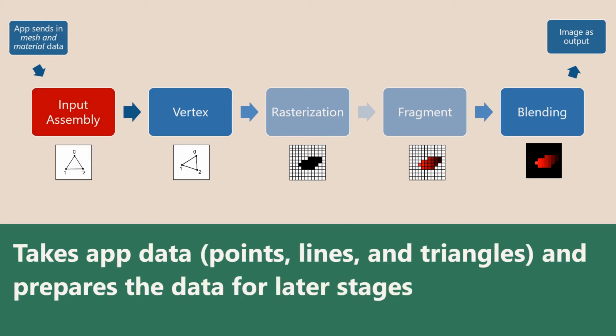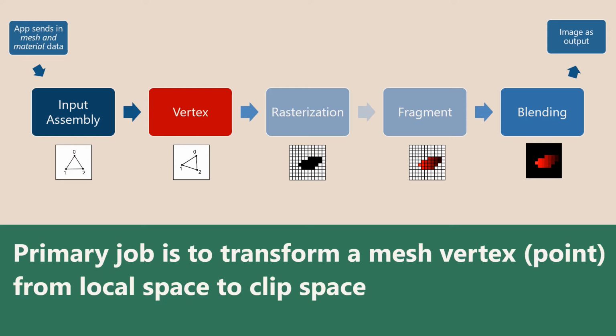The first step of this pipeline is the input assembly step. This step assembles vertices into several different primitive types, builds adjacency information, or assigns unique IDs to vertices. You can think of this as preparing data for the next few steps. During the vertex stage, the primary job is to transform a mesh vertex, which you can think of as a point, from local space to clip space. This stage also specifies any attributes that need to be interpolated across a triangle. This vertex stage always operates on a single input vertex and produces a single output vertex.